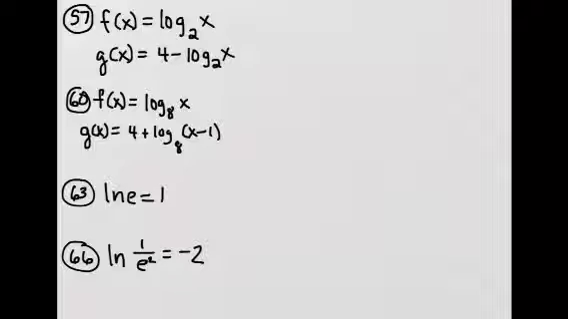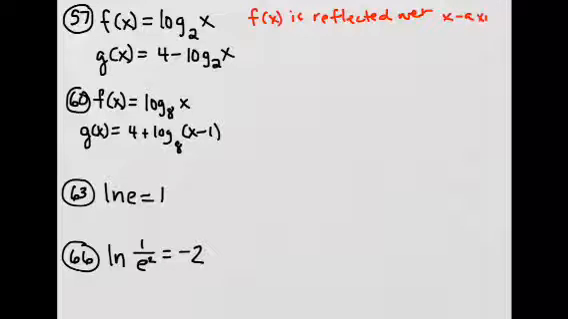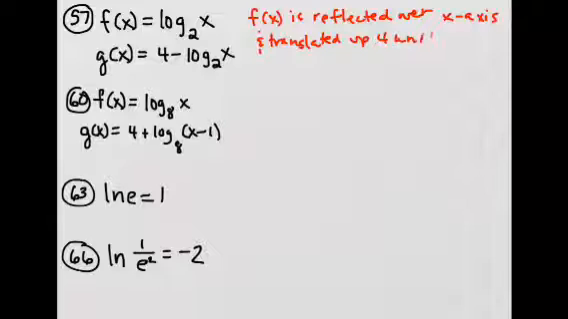So you're going to write f of x is reflected over x-axis and translated up 4 units to get g of x. So that's what happened to f of x to make it into g of x.